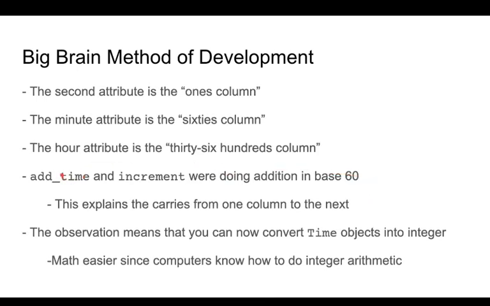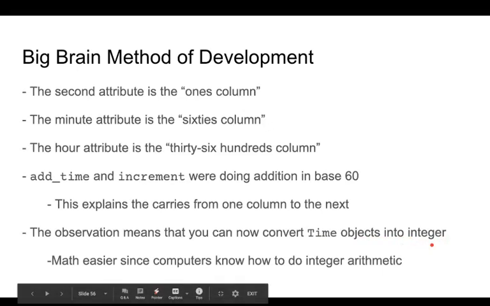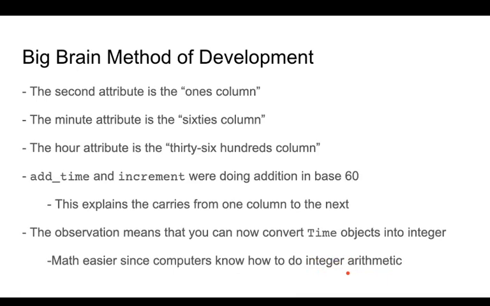So the add time and the increment functions, you're doing addition in base 60. And this will take care of the carrying that happens. We're going to convert our time objects into these integers. We're going to change them all to base 60 numbers, add them, and then because the computer is really good at doing integer arithmetic, it already knows how to do that. And then we'll turn it back.